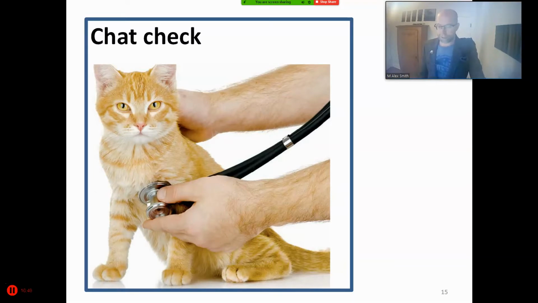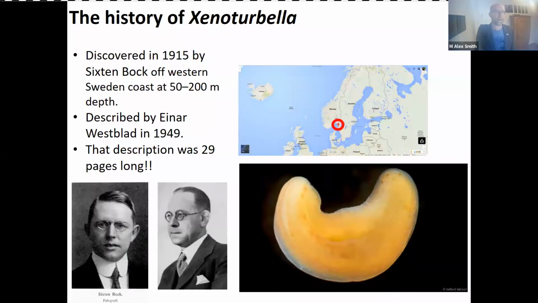And now I'm going to jump back over and see, is Xenoturbella different from Xenacoelomorpha? Xenacoelomorpha is the phylum that contains Xenoturbella, and the complicated and myriad history of Xenoturbella. This tiny little creeping worm was discovered in 1915 by a Swede named Westblad off of western Sweden, right here, at about 50 to 200 meters in depth.